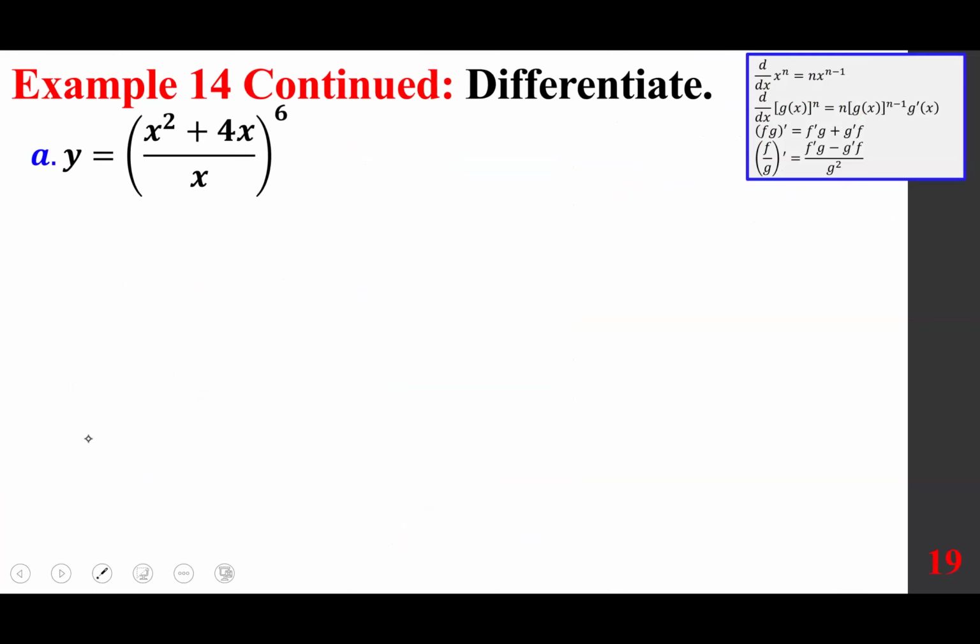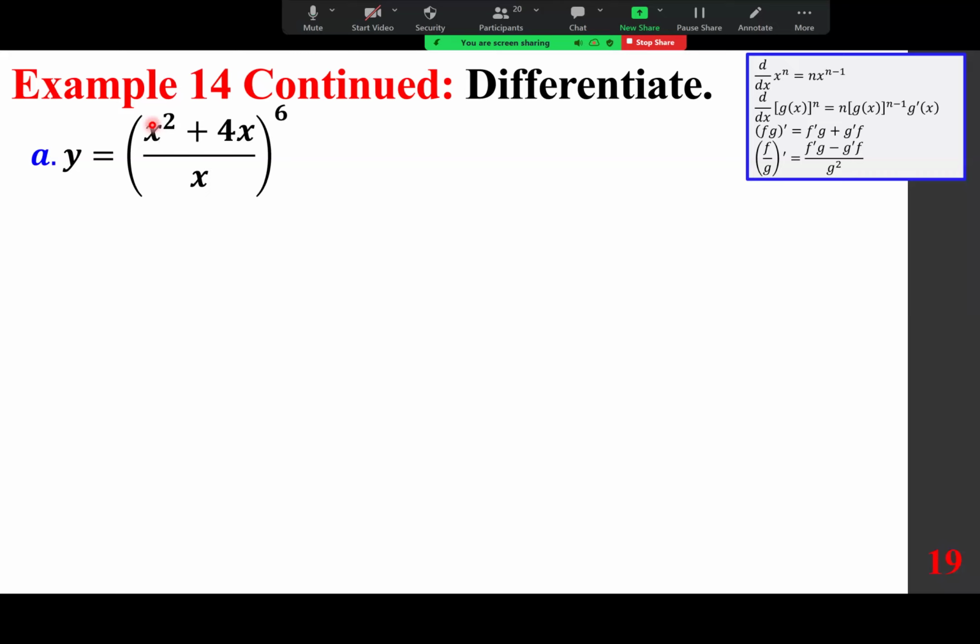We want to differentiate x squared plus 4x over x to the power of 6. As always, anytime you have a rational expression, see if you can simplify it. This is easy. You can factor the x out, or just make up two fractions. Either way, you get x plus 4 to the power of 6.